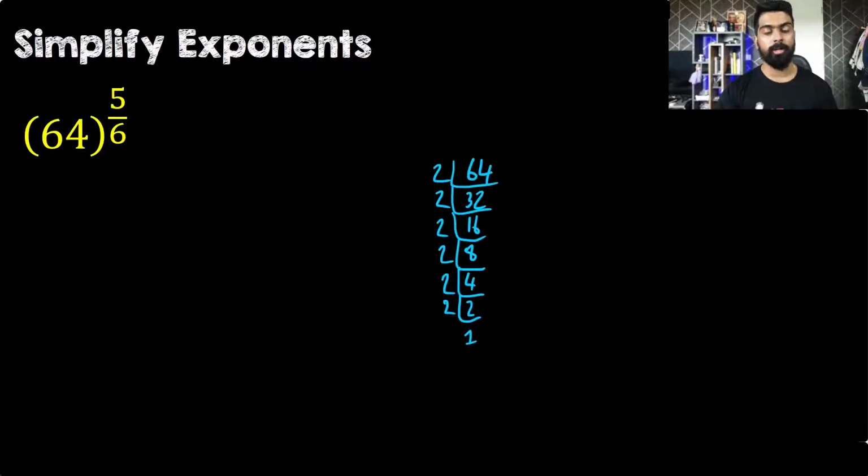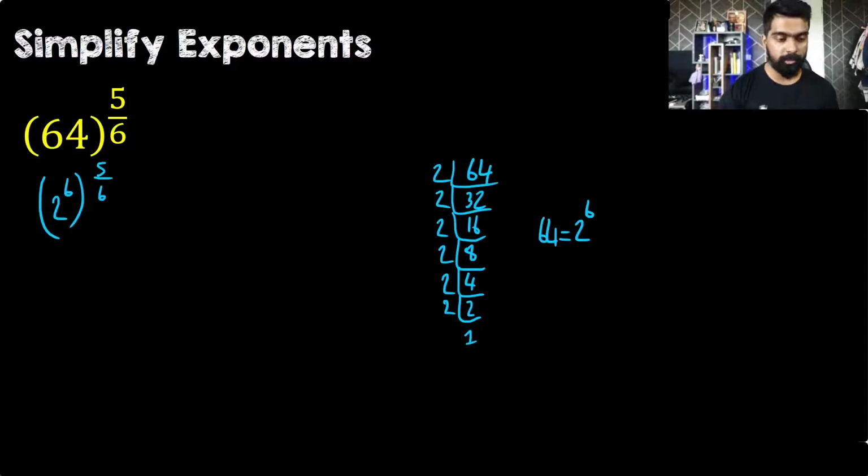Now if you take a look at it, guys, there are totally 6 2's here, right? So I think it's a fair statement to say that 64 is equal to 2 to the power of 6, right guys? So now this 64, we are going to write it as 2 to the power of 6. So what do we have here? 2 to the power of 6, and this is raised to the power of 5 over 6, right guys?